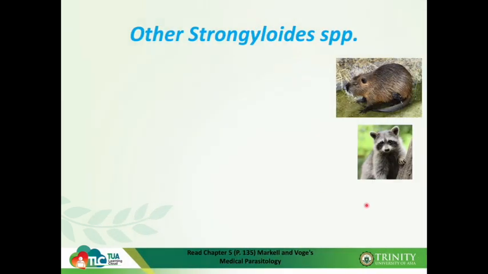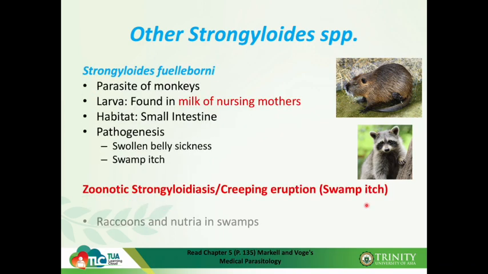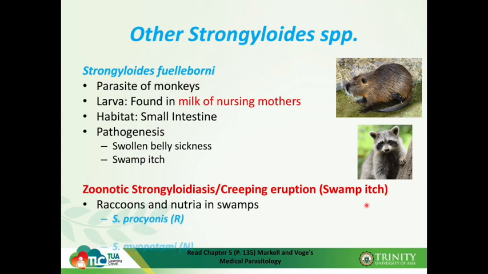Meron din tayong mga zoonotic or animal Strongyloides worms. We have Strongyloides fuelleborni, Strongyloides myopotami, and Strongyloides procyonis. Strongyloides fuelleborni is found in monkeys, Strongyloides procyonis is found in raccoons, and Strongyloides myopotami is found in nutria. Ganun pa din, since they are for animals talaga, when they penetrate our skin, they cause creeping eruption or swamp itch. For Strongyloides fuelleborni, kindly read na lang on the information presented on the slide.